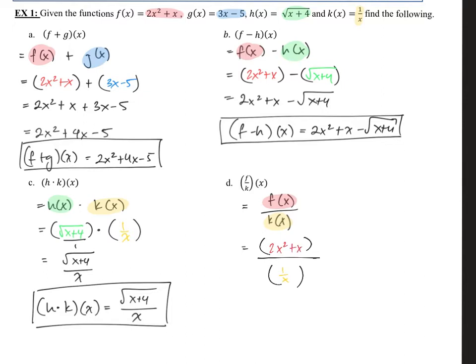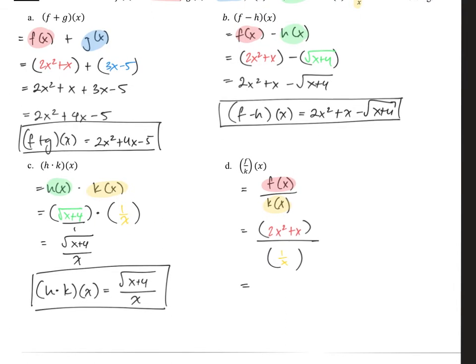Ooh, look at that, we have a complex fraction going on. But I can go ahead and rewrite this. It's that amount divided by the 1 over x, and then take the reciprocal. So 2x squared plus x over 1 times the reciprocal of that value, which is going to be x over 1.